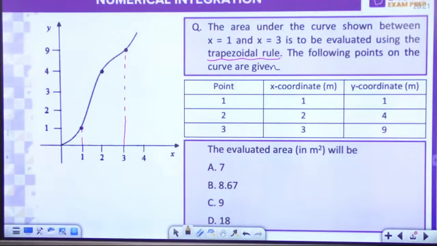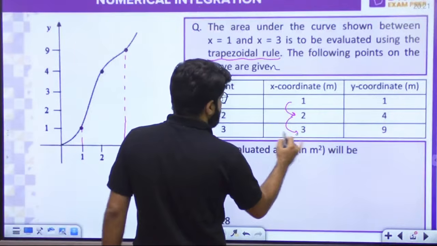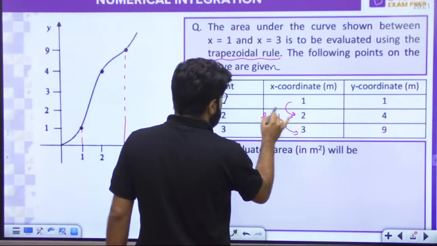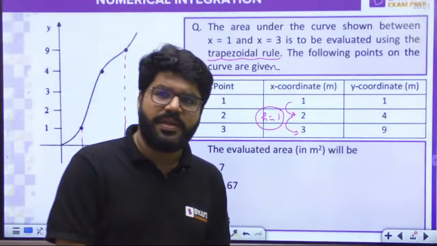Okay, so the area under the curve is to be evaluated. यहाँ पे देखो, clearly what is the x coordinate? 1 से 2, 2 से 3. So clearly it is telling you that step size is 1. In how much steps x is increased? Okay, step size is 1.